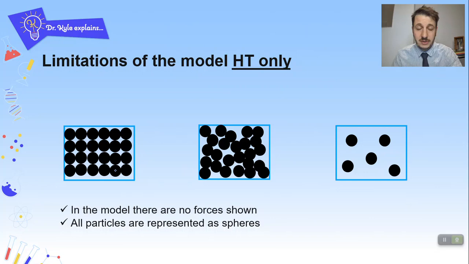All particles are represented as spheres, as we know from the plum pudding model. That's not true. Atoms are mainly empty space. And again, the spheres are all solid, showing that's not how we represent atoms normally. And so these are some of the limitations of using these models when talking about the different particles.